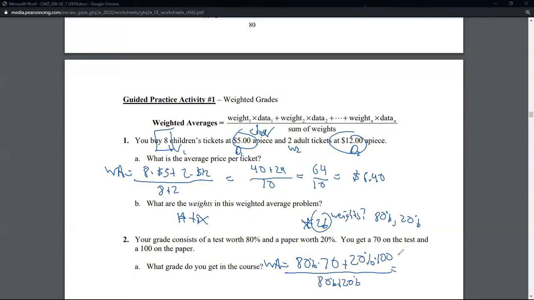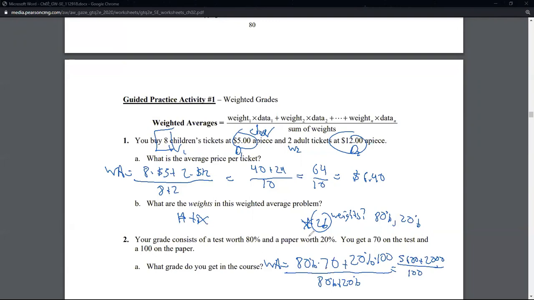8 times 7 is 56, so that's going to be 5,600. 2 times 1 is 2, so we're going to just stack our zeros. Sorry, my dog is distracting me. He's borking. 2,000 over, and then 80 plus 20 is 100.